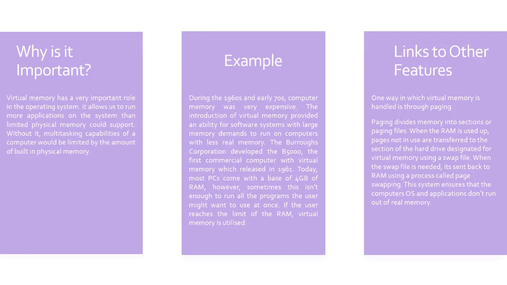So, linked to other features, one way in which virtual memory is handled is through paging. Paging divides memory into sections or paging files. When the RAM is used up, pages not in use are transferred to the section of the hard drive designated for virtual memory using a swap file. A swap file is a space set aside on the hard drive as the virtual memory extension of a computer's RAM. When the swap file is needed, it is sent back to RAM using a process called page swapping. This system ensures that the computer's OS and applications don't run out of real memory.